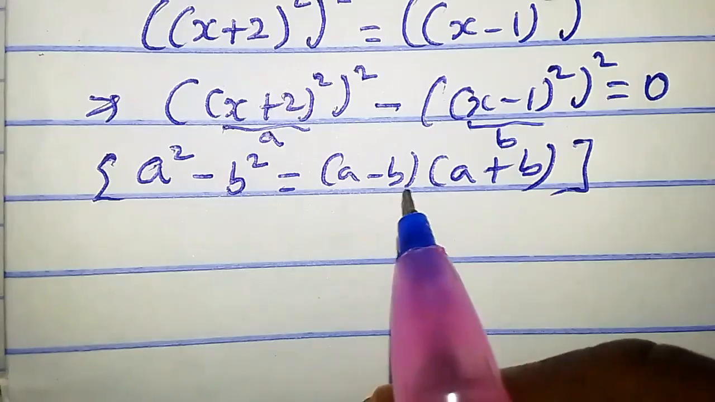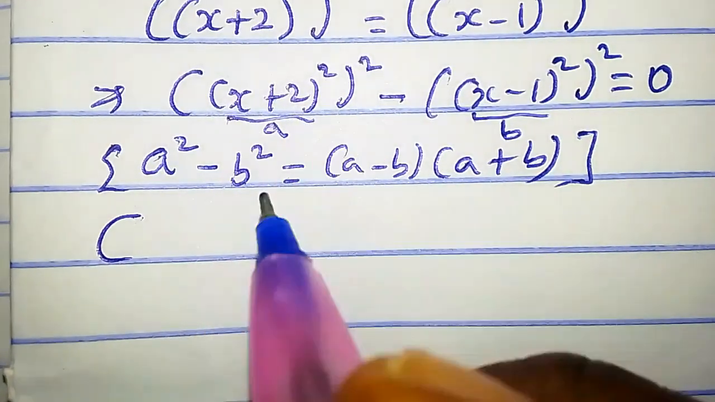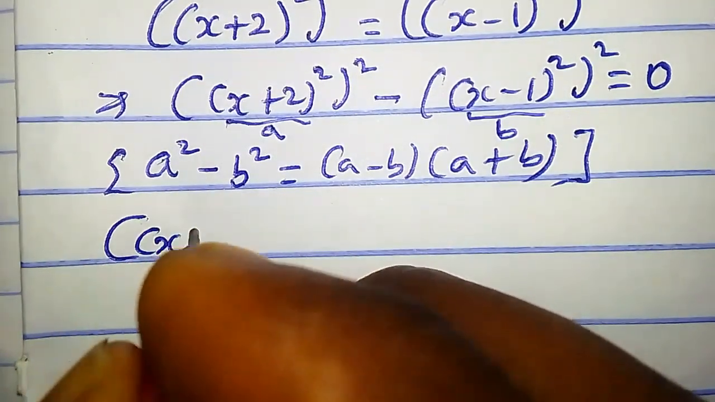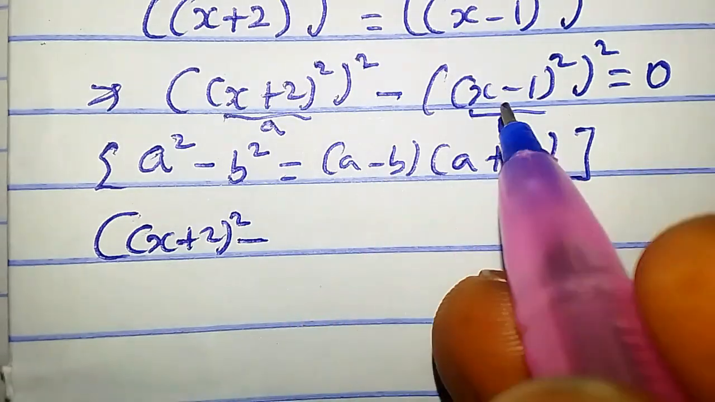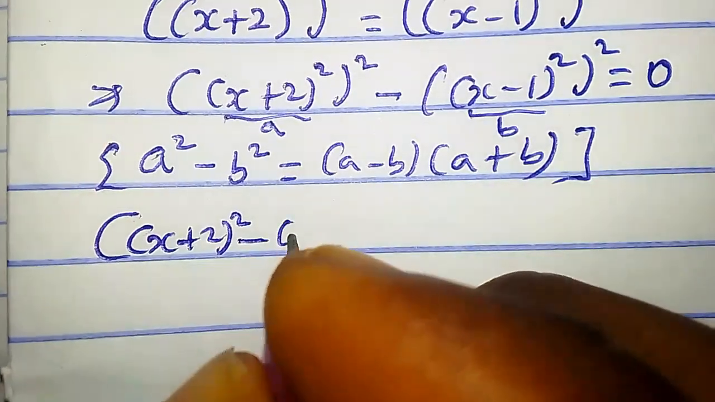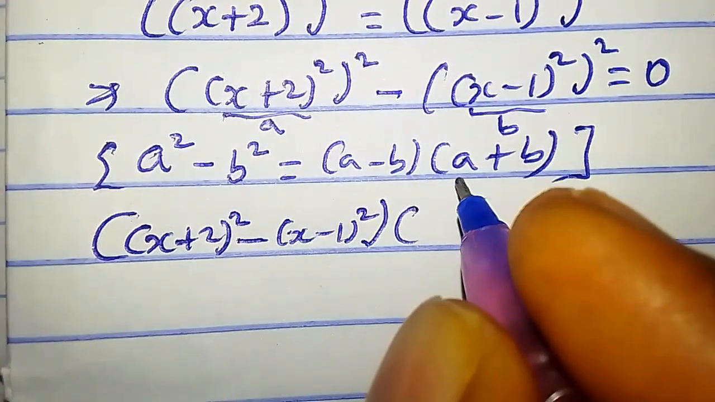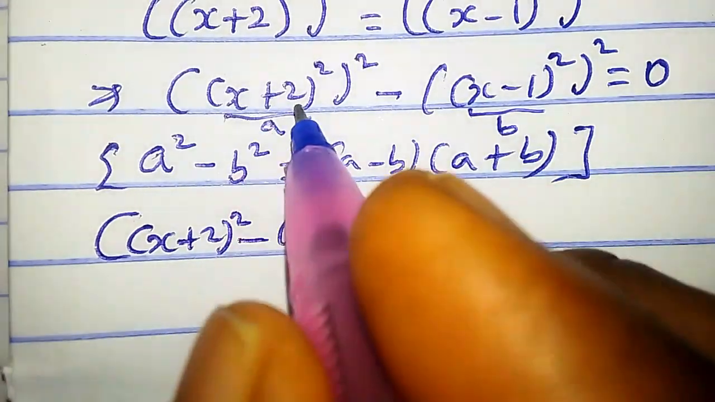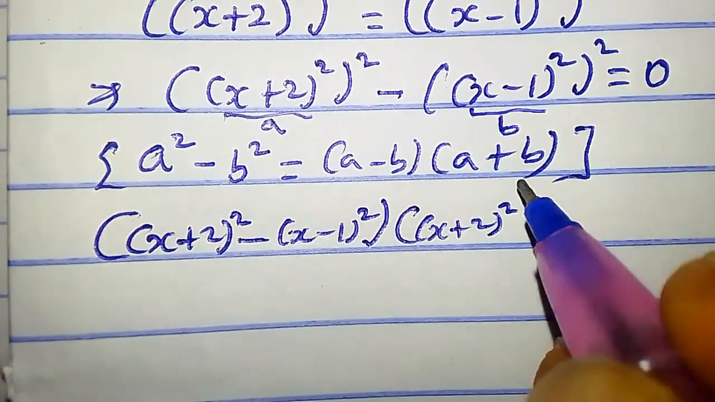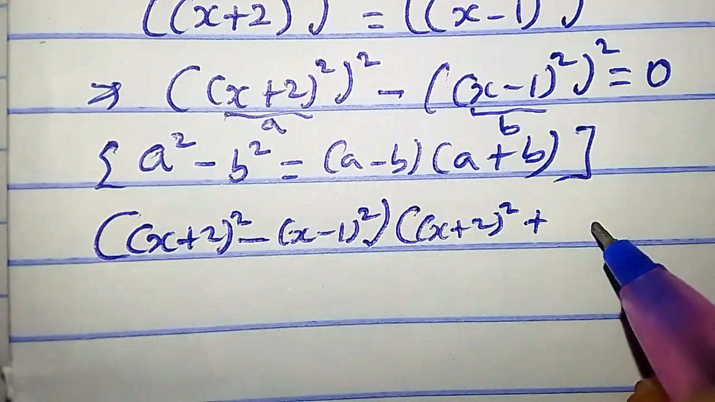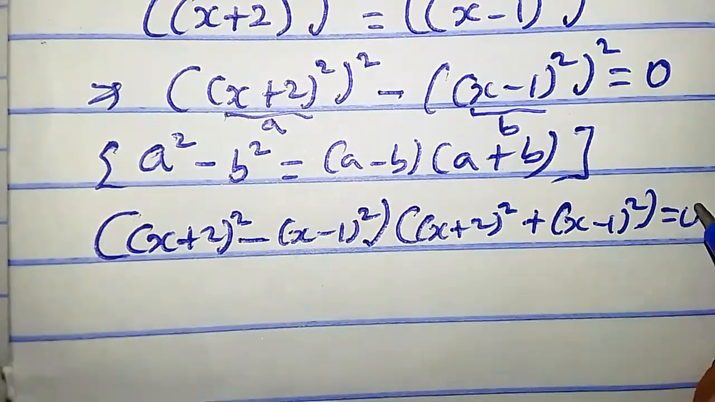This entire equation now becomes this. What is a? A is (x + 2)^2, minus b. B is (x - 1)^2, close brackets, times a plus b. A is (x + 2)^2, plus b, which is (x - 1)^2, equal to 0.